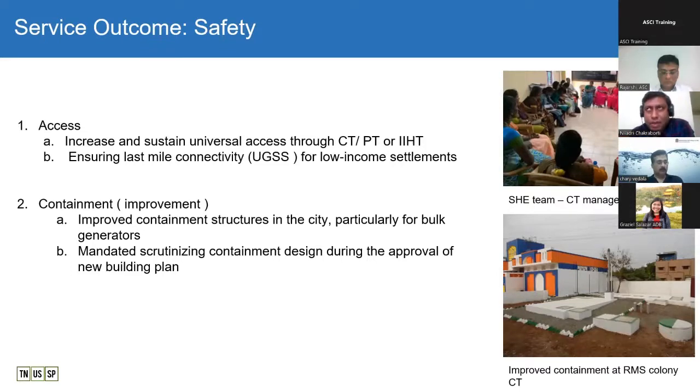So the bottom line is that in this demonstration, we found a very quick appetite from the ULB on the bulk generator side. They have now found around 30 toilets across the city which have this problem where septage is leaking, and they are in the process of scaling this up, which is also another agenda: the successful demonstrations on the ground should be scaled up city-wide.